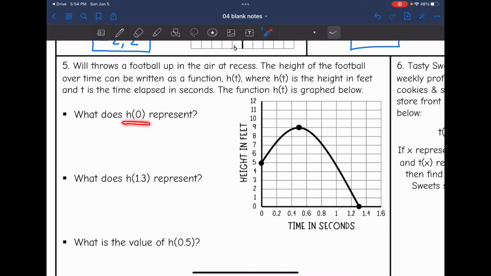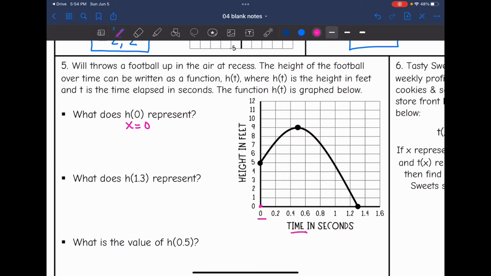So this says, what does h of 0 represent? So they gave us where x equals 0. So let's look at that. When x is 0, that means that our time is 0 and the height is 5. So when time is zero, that is our starting point. So that means he threw the ball starting at 5 feet.